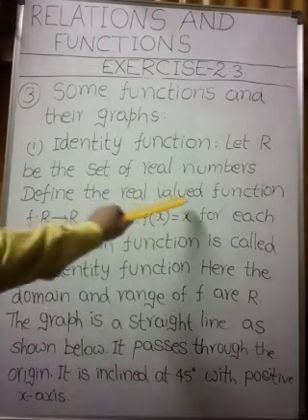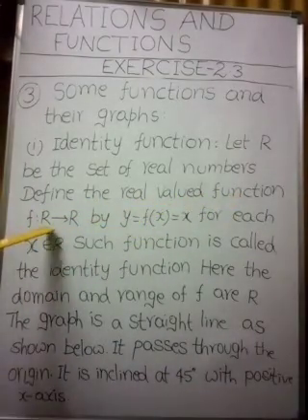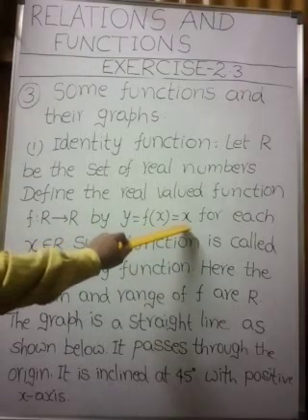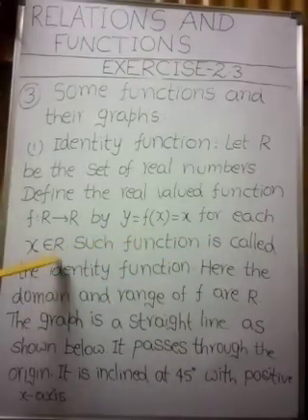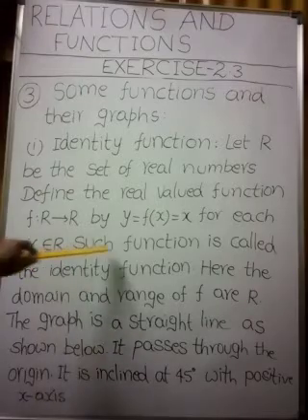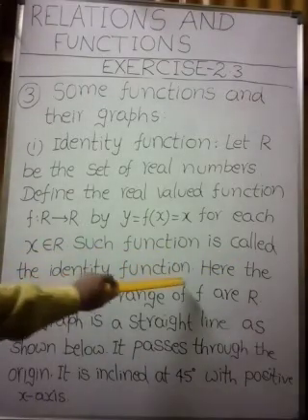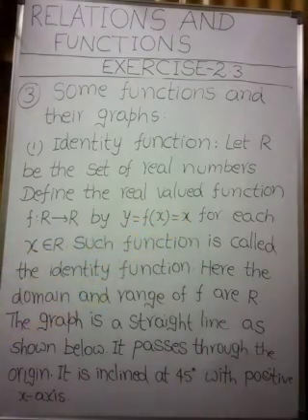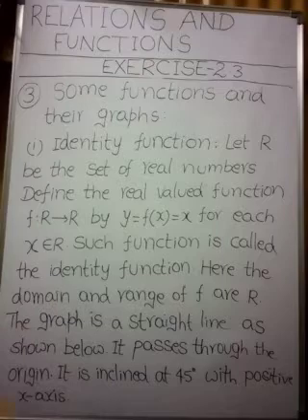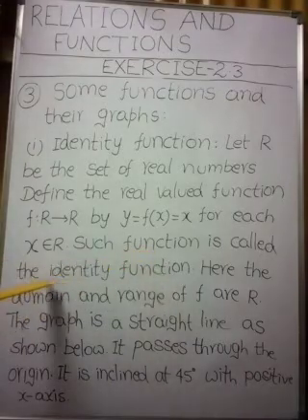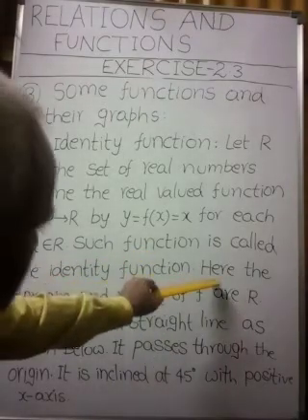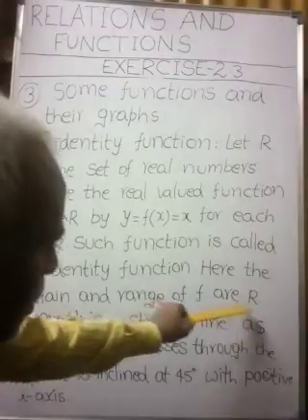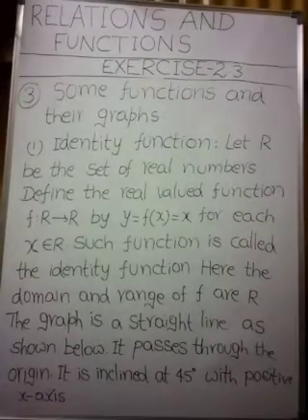Let R be the set of real numbers. Define the real valued function f from R to R by y is equal to f of x is equal to x for each x belongs to R. Such a function is called the identity function. So y is equal to x or f of x is equal to x. If a function is defined like this, such a function is called an identity function. Here the domain and range of f are the set of real numbers.